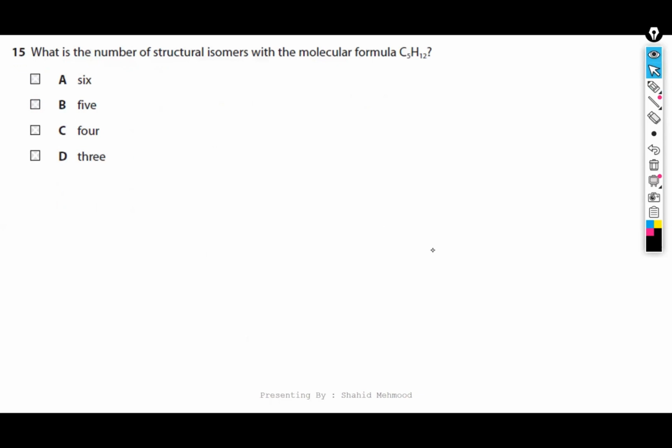What is the total number of structural isomers with the molecular formula C5H12? Here, the first thing you should bring to mind is that hydrogen is 12 and carbon is 5. So 5 times 2 is 10, and hydrogen is more than its double. So it is an alkane. It means there are throughout carbon-carbon single bonds.